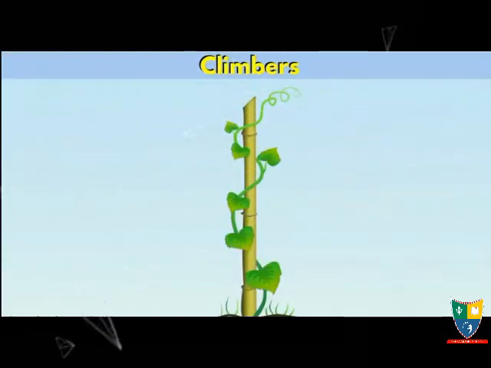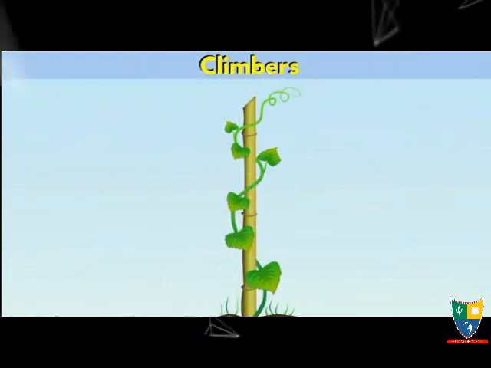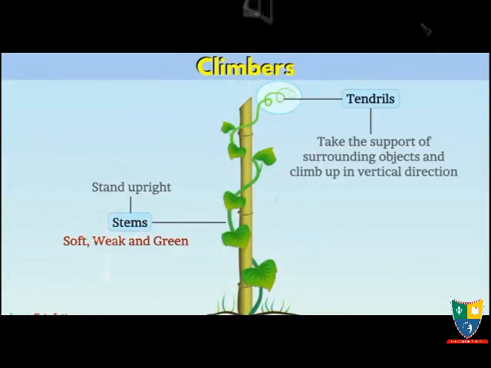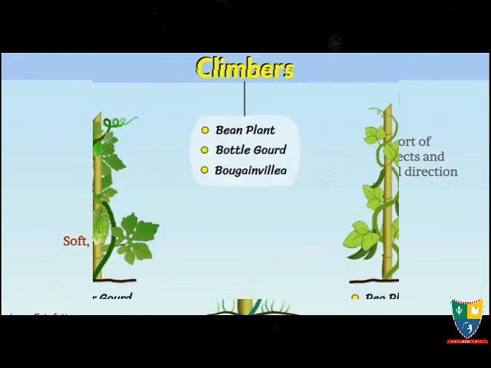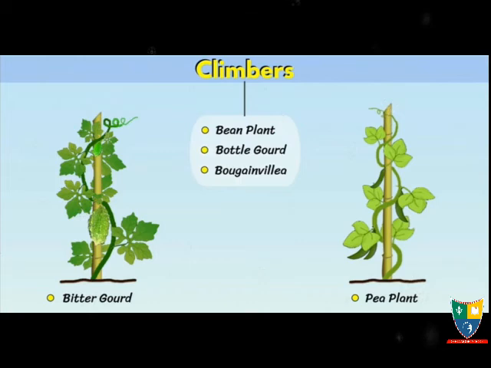Next is climbers. What are climbers? Climbers are similar to creepers. Some plants have soft, weak, and green stems. They can stand upright. Instead of spreading on the ground, these plants have tendrils with which they take the support of surrounding objects and climb up in a vertical direction. Such plants are called climbers. Examples: bitter gourd, pea plant, bean plant, bottle gourd, bougainvillea, etc.